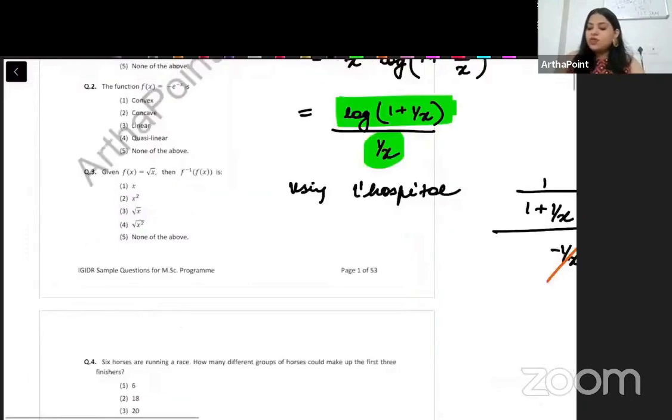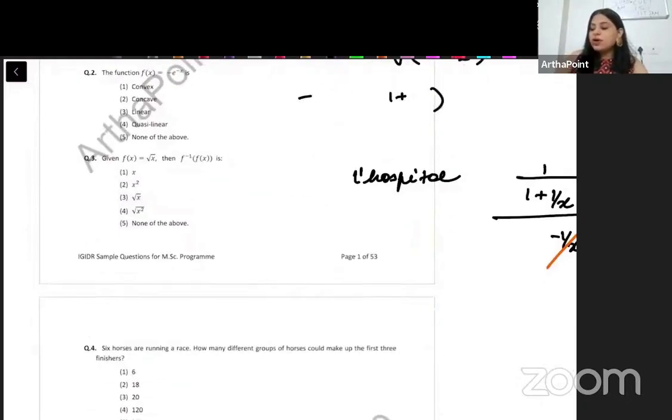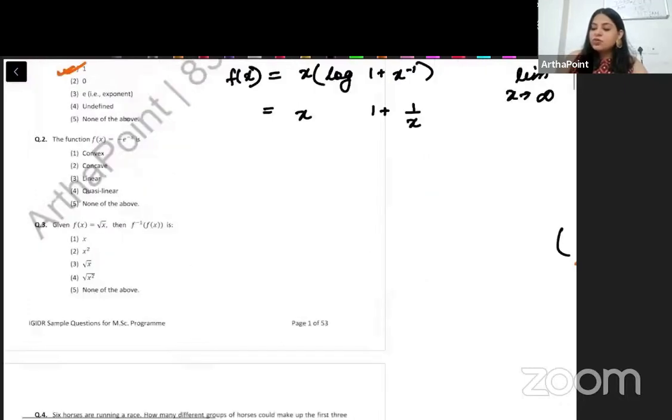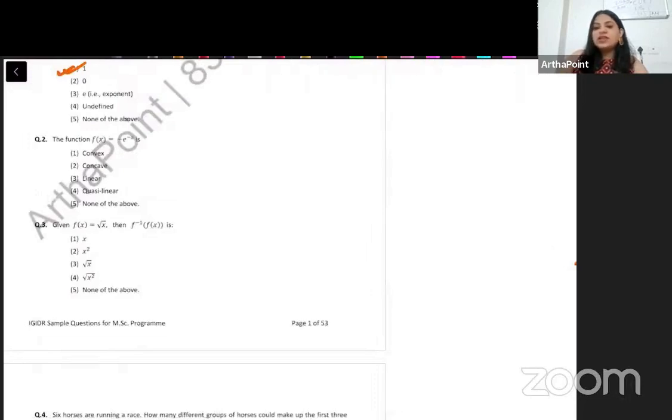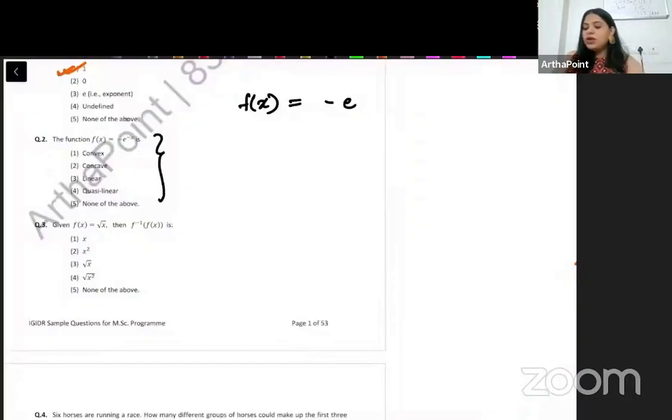Okay, now let's move on to the second question. First, you try and then I will show you how to do this question. It says the function f(x) is equal to minus e to the power minus x. Is it concave, convex, linear, and so on? So if you look at it, f(x) is equal to minus e^(-x).